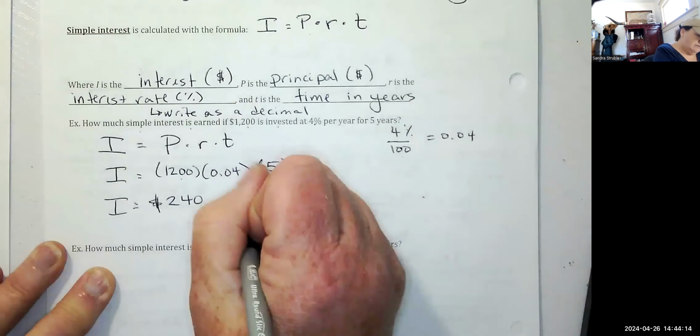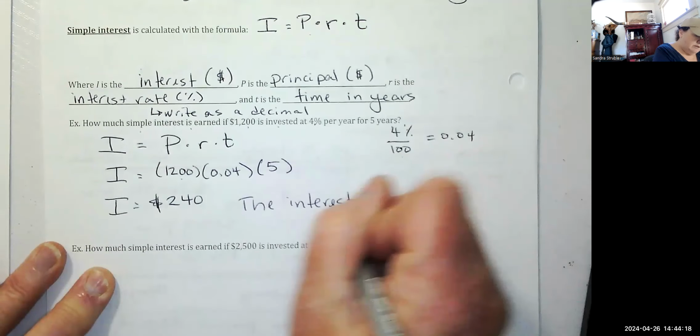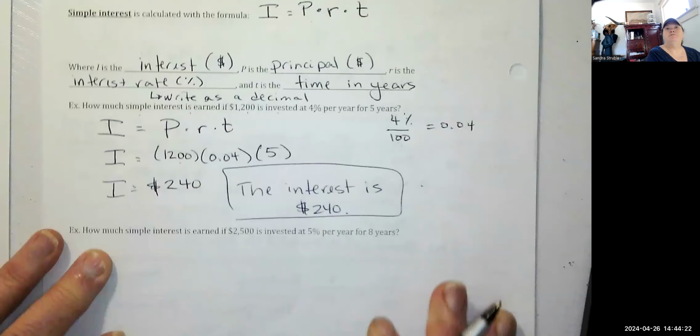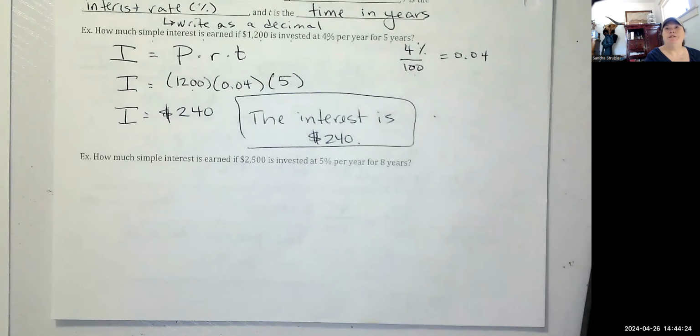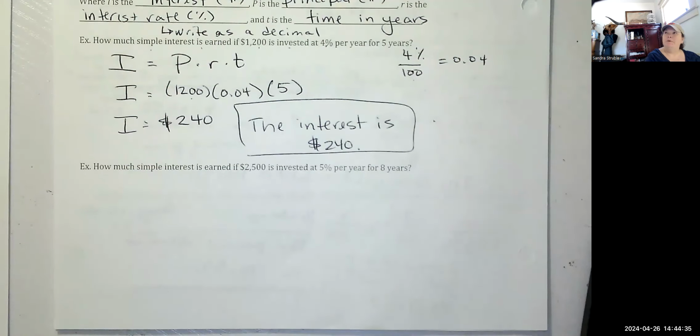So the interest is $240. How much simple interest is earned if $2,500 is invested at 5% per year for 8 years? So it's your turn. Pause the video. Go do this one yourself, following the same style I did, exactly the same, and then come back and check to see if you got the same answer.